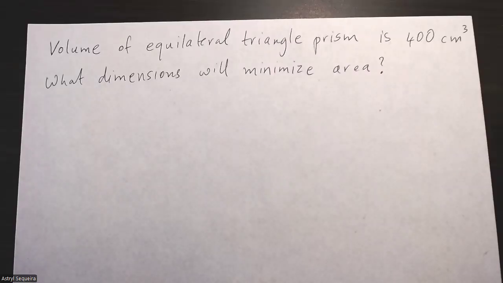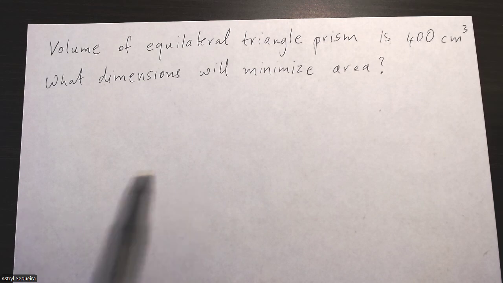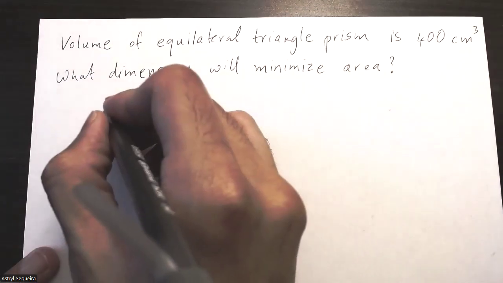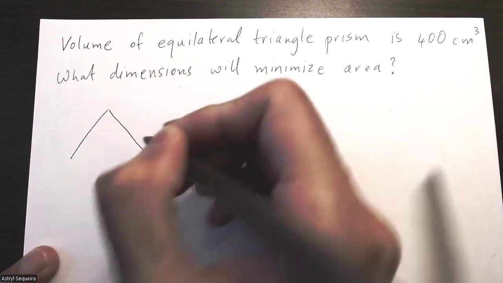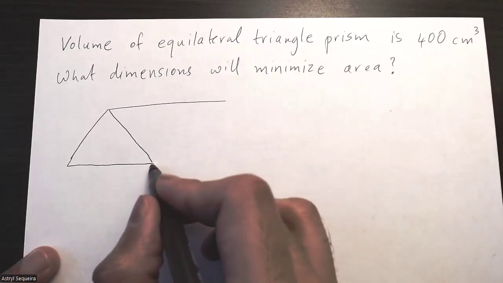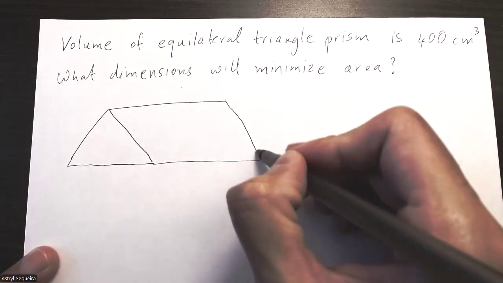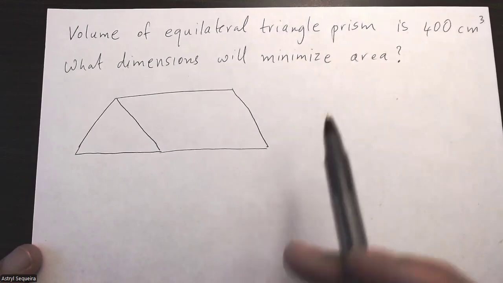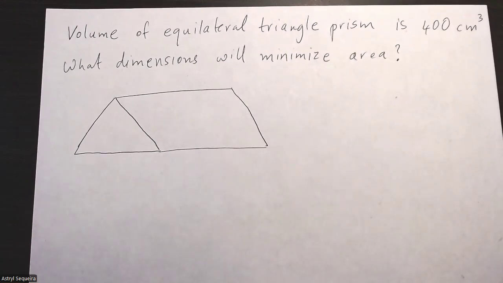All right, in this video, we want to basically solve this optimization problem over here. We have an equilateral triangle prism that has a volume of 400 centimeter cube, and we need to find the dimensions that will maximize the surface area. So let's just start by drawing this out. So we have this equilateral triangle over there, and then just turn it into a prism. And we want to basically minimize the surface area of this prism over here.